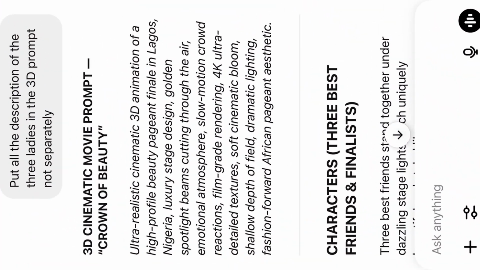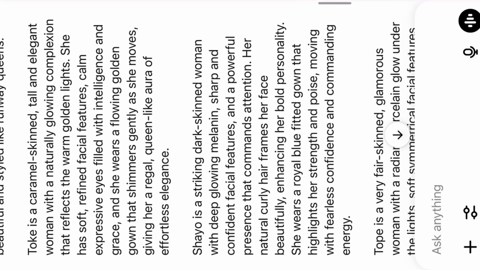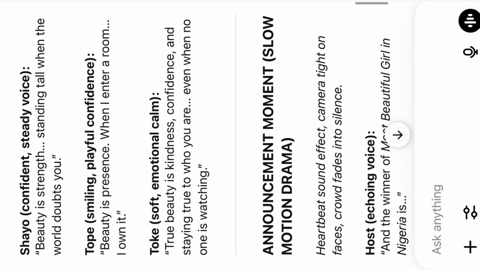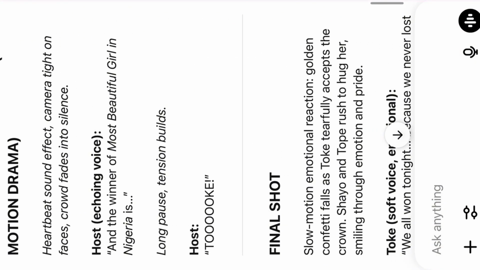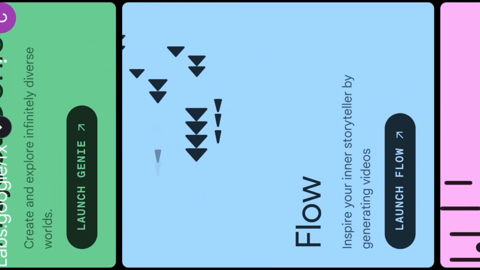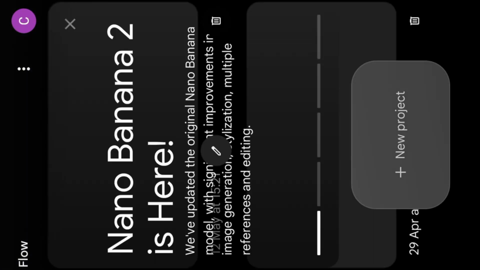Now, firstly, you go on to your ChatGPT to generate your story, and then you get results like this. You see the 3D image prompt, you see scenes, and also dialogue. Now, here is your Flow AI. You click on it, and then you see New Project.